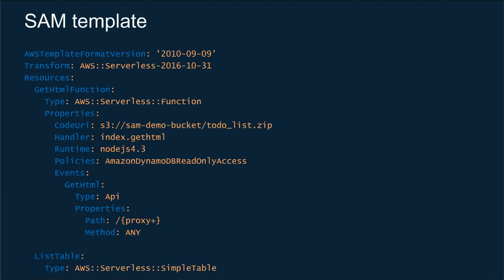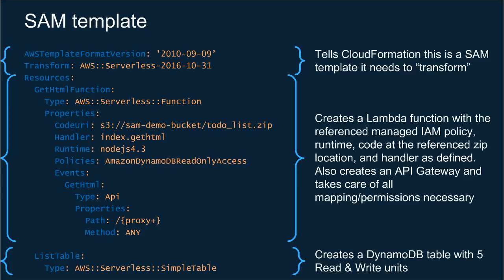This is an example of a SAM template. SAM templates have a number of different components to them. The first that we see here are essentially the headers for CloudFormation. We see a template format version, and then we see a transform. In this case, the transform is kind of the key aspect of a SAM template. What it does is it tells CloudFormation that it should take this snippet of code and expand it into a traditional CloudFormation template.